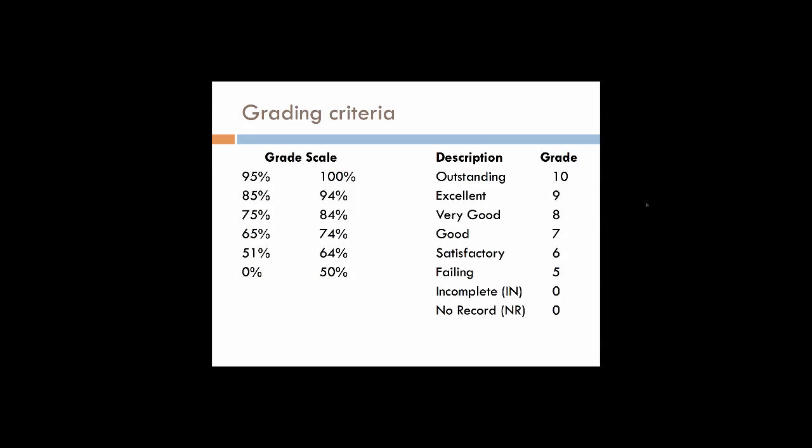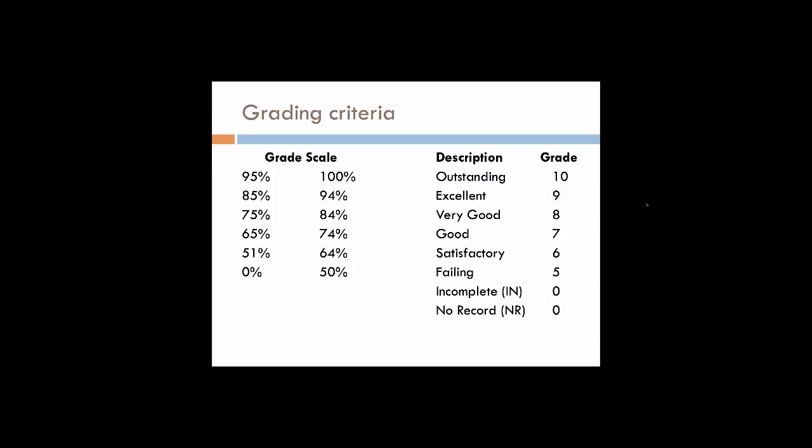So how will you be graded for this course? We will use the official grading scale of our university. Grades range from 5 till 10, and we also have an incomplete and a no record grade. A no record grade is given if I don't have any record for a particular student, no assignments, no projects, anything. I haven't seen that student. And an incomplete grade is given to students for which I don't have enough information to grade them. For example, they don't have a project or a final exam. They haven't attended a final exam at all.